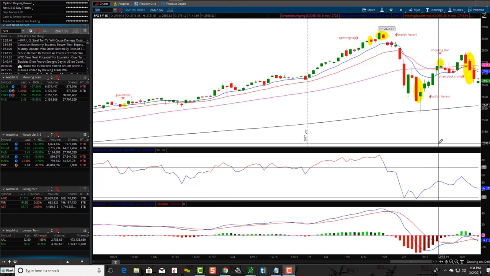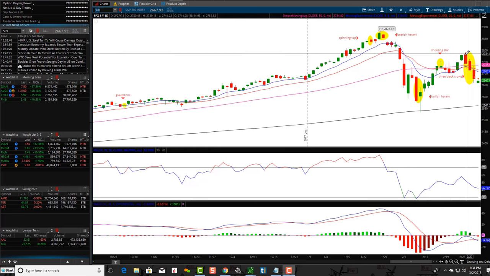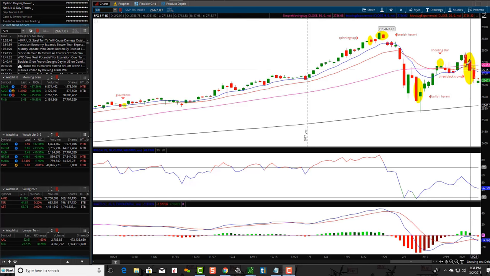So I show you all these things because it's so important to look at the big picture. Look at these patterns within the pattern. And as you can see, 3 black crows here. That's not a good sign. That's very bearish. Let's look at some other examples here.